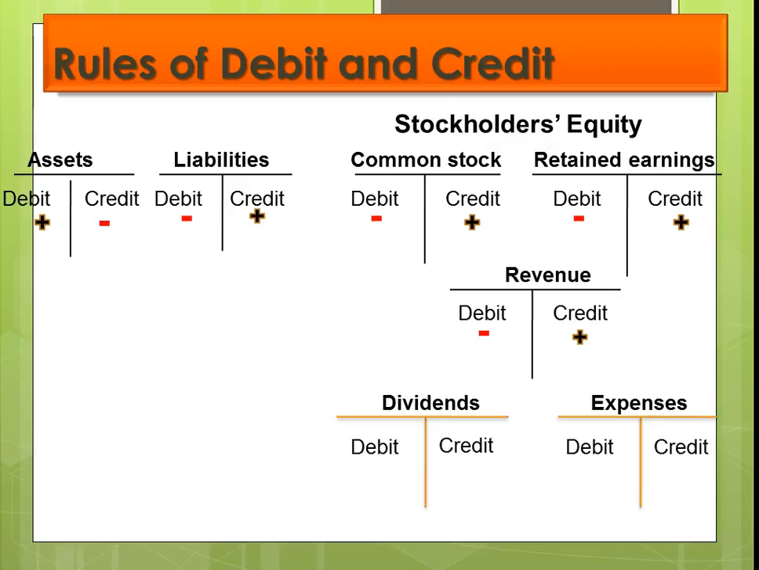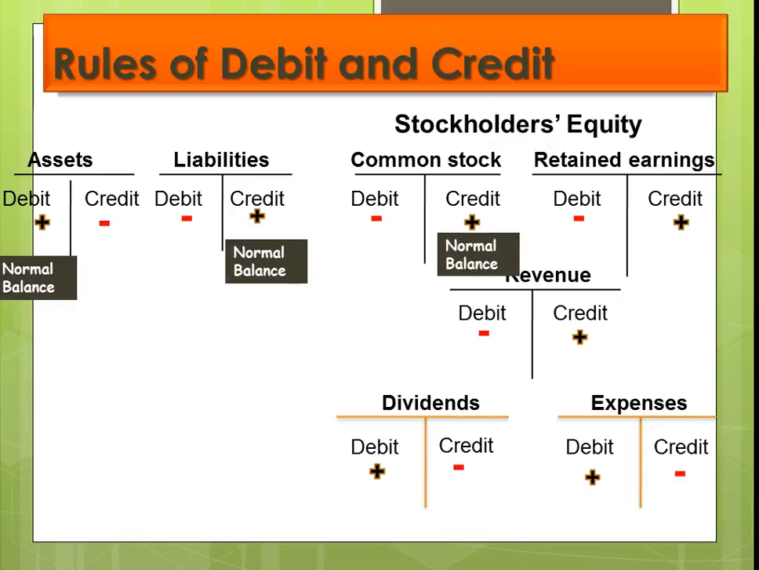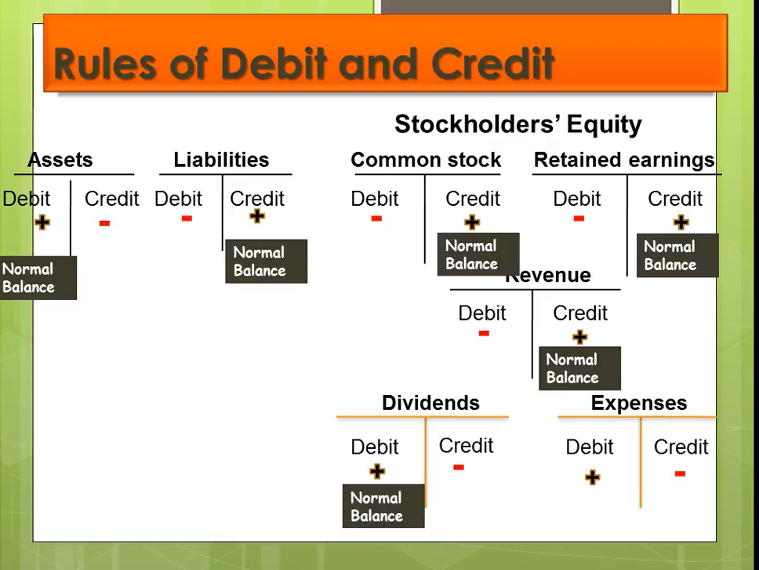Now, dividends and expenses decrease stockholders' equity, so they're going to be the opposite. For dividends, an increase is a debit, a decrease is a credit, and for expenses, an increase is a debit, and a decrease is a credit. Now, how you determine normal balances, so when you look at the balances to make sure everything's okay, is all based on how you increase that account. So, for assets, the normal balance is a debit. For liabilities, common stock, retained earnings, and revenue, the normal balance is a credit. And for dividends and expense, the normal balance is a debit.